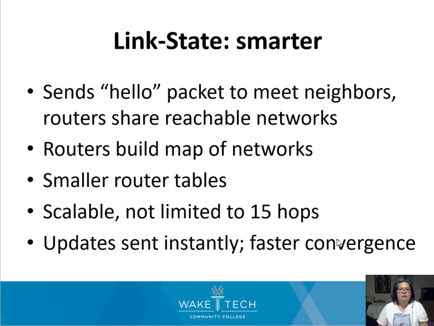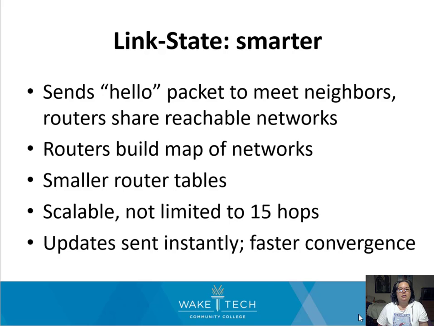Link state is a much smarter design. It's a smarter technology, and it's the one you would use on the outside of your network. Link state figures out who is nearby by sending a hello packet, so it knows what routers are nearby, and it builds a structure. It builds a list. They call it a tree, which is a map of the nearby networks.